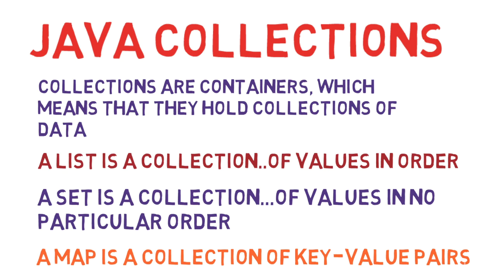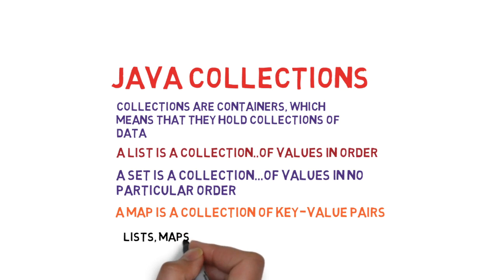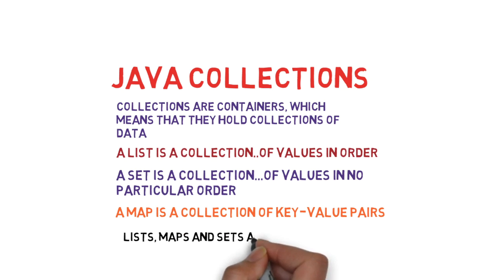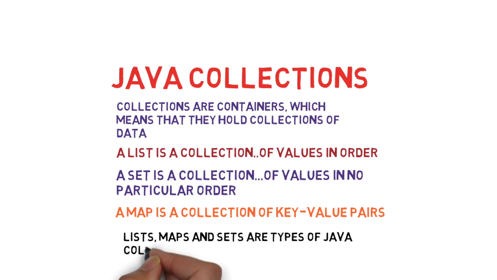Alright, lists, maps and sets are all types of Java collections. In fact, Java has a whole bunch of inbuilt classes which offer you the functionality of lists, maps and sets. In fact, list, map and set are Java interfaces, and they have a whole range of implementations behind each interface.